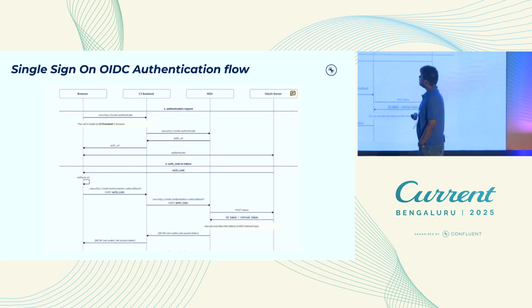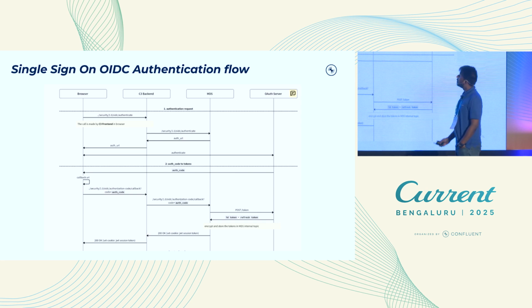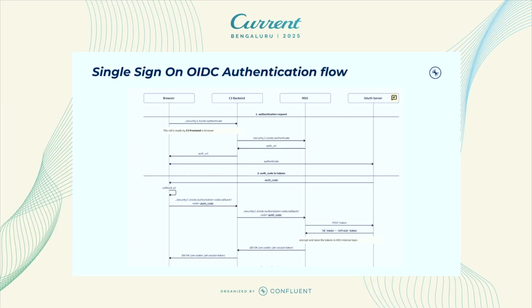So this is the main flow which is going to happen in the backend in our deployment. There are 4 major components here. One is the browser, then the C3 backend, then MDS, and the OAuth server. I'll just explain how it will look when the calls are made.